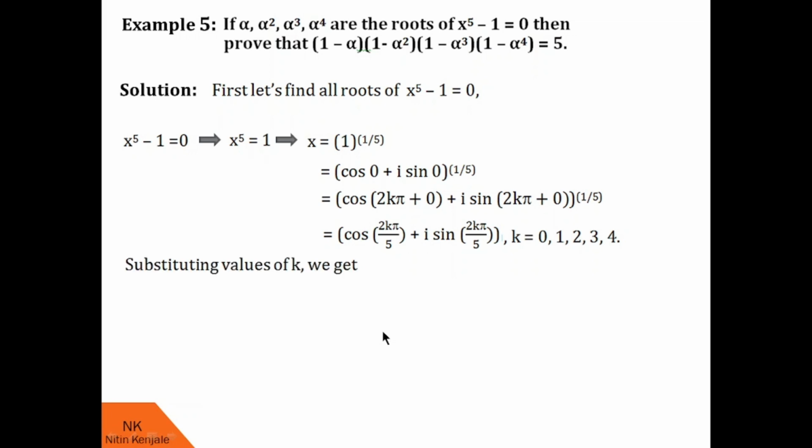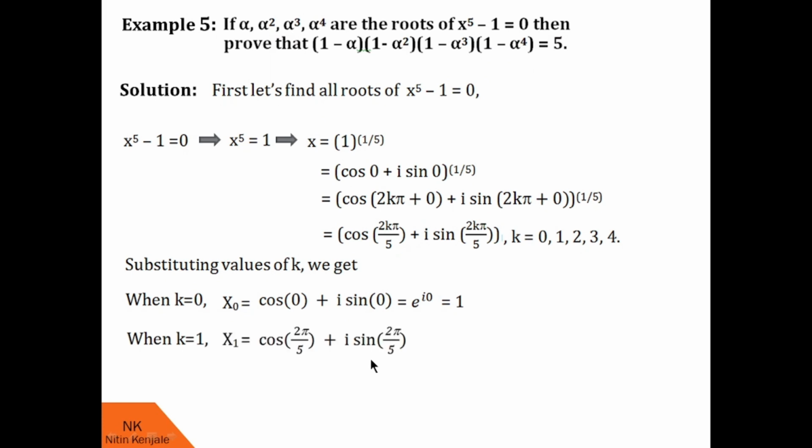So when I put k is equal to 0, I get a root x0 is equal to cos 0 plus i sin 0, that is e raised to i0, which is nothing but 1. Now let's put k is equal to 1 over here. We will get cos of 2π by 5 plus i sin 2π by 5, that is e raised to i 2π by 5. Similarly, we will put k is equal to 2, 3 and 4.